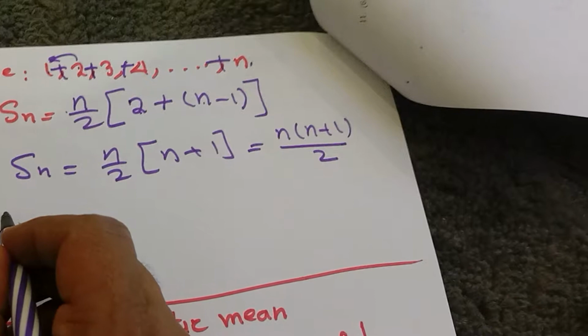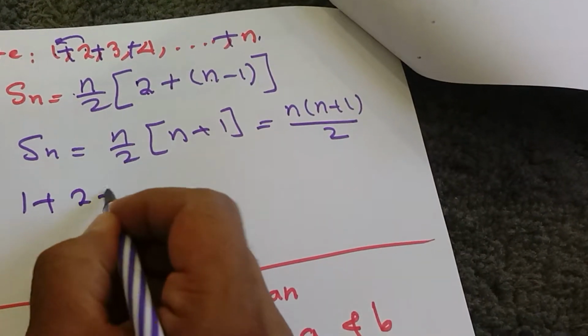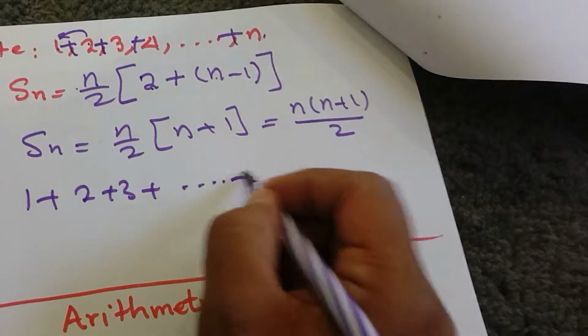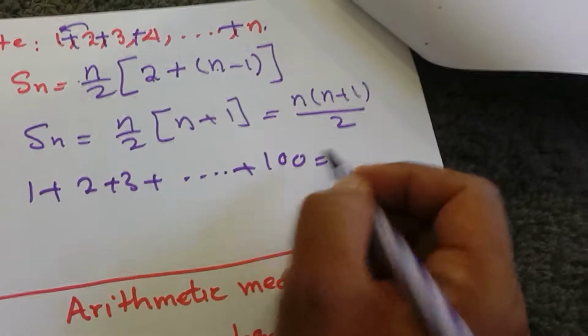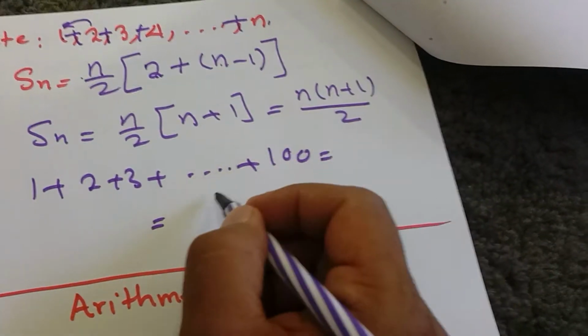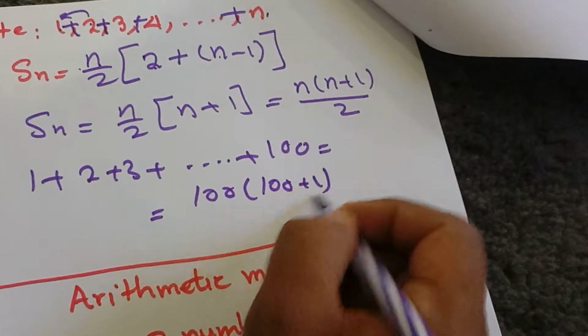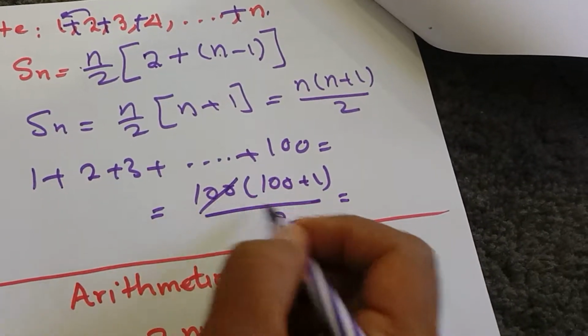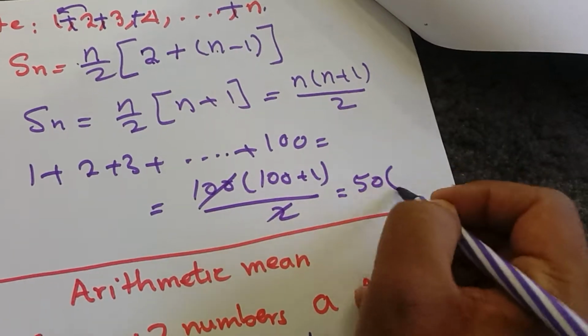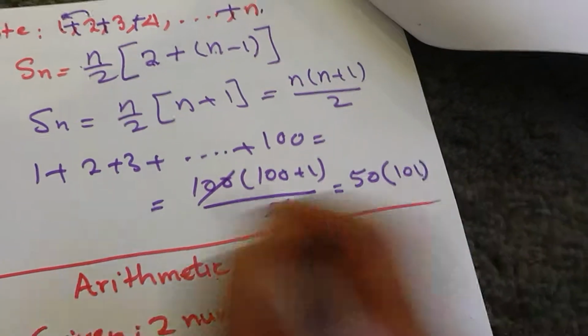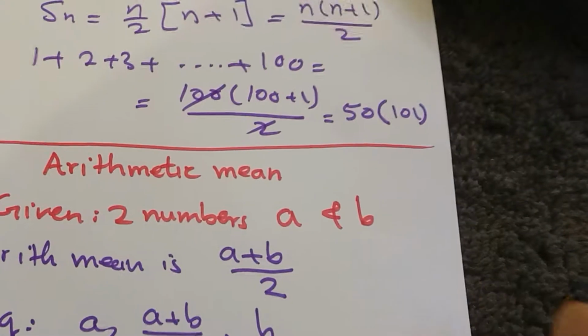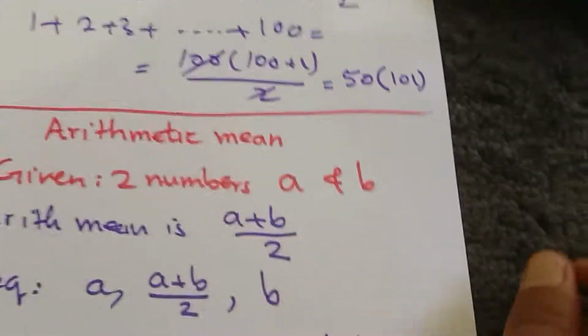What does this mean? If you are going to add 1 plus 2 plus 3 up to, let's say, 100, then that is very easy to find. You just plug it here, you get 100 times 100 plus 1 over 2, which is just 50 times 101. You need to multiply this. This is the sum of the first 100 integers.